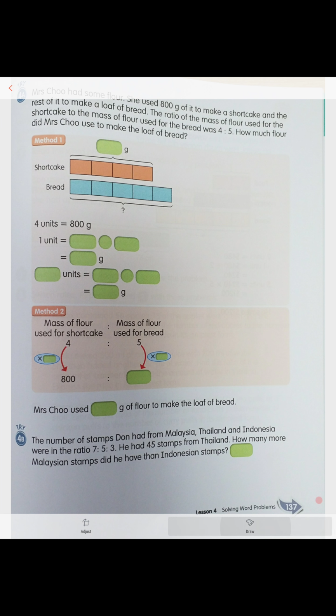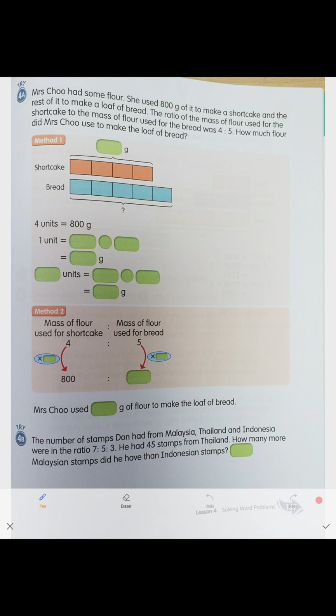Now let's get practical. Okay? So this is a problem. Mrs. Chu had some flour. She used 800 grams of it to make a shortcake and the rest of it to make a loaf of bread. Okay. The ratio of the mass of flour used for the shortcake to the mass of flour used for the bread was 4 to 5. How much flour did she use to make the loaf of bread?